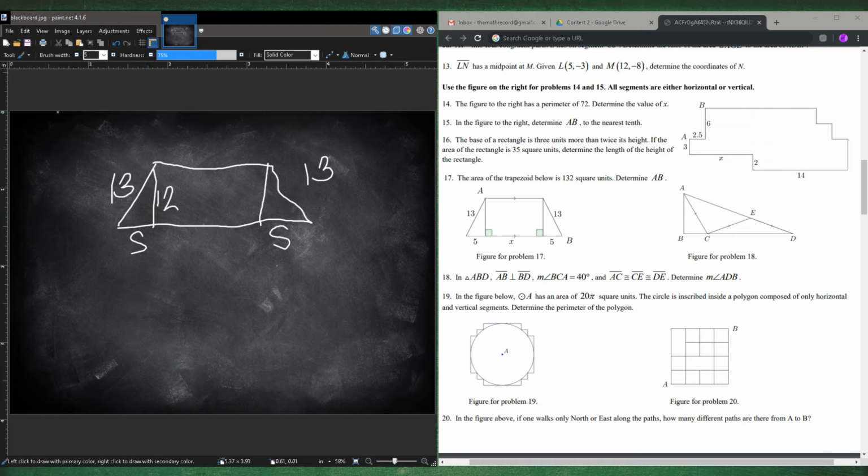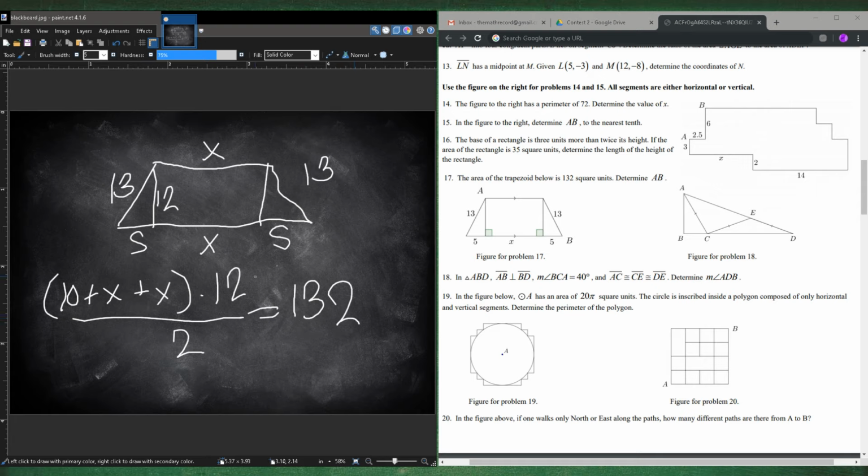So the area of a trapezoid is, let's say this is x and this is x, right? It would just be 10 plus x, which is the bottom base, plus the upper base, which is x, in parentheses, multiplied by the height, divided by 2 is equal to the area, so it's 132. So 12 divided by 2 is 6, and 132 divided by 6 is equal to 22.